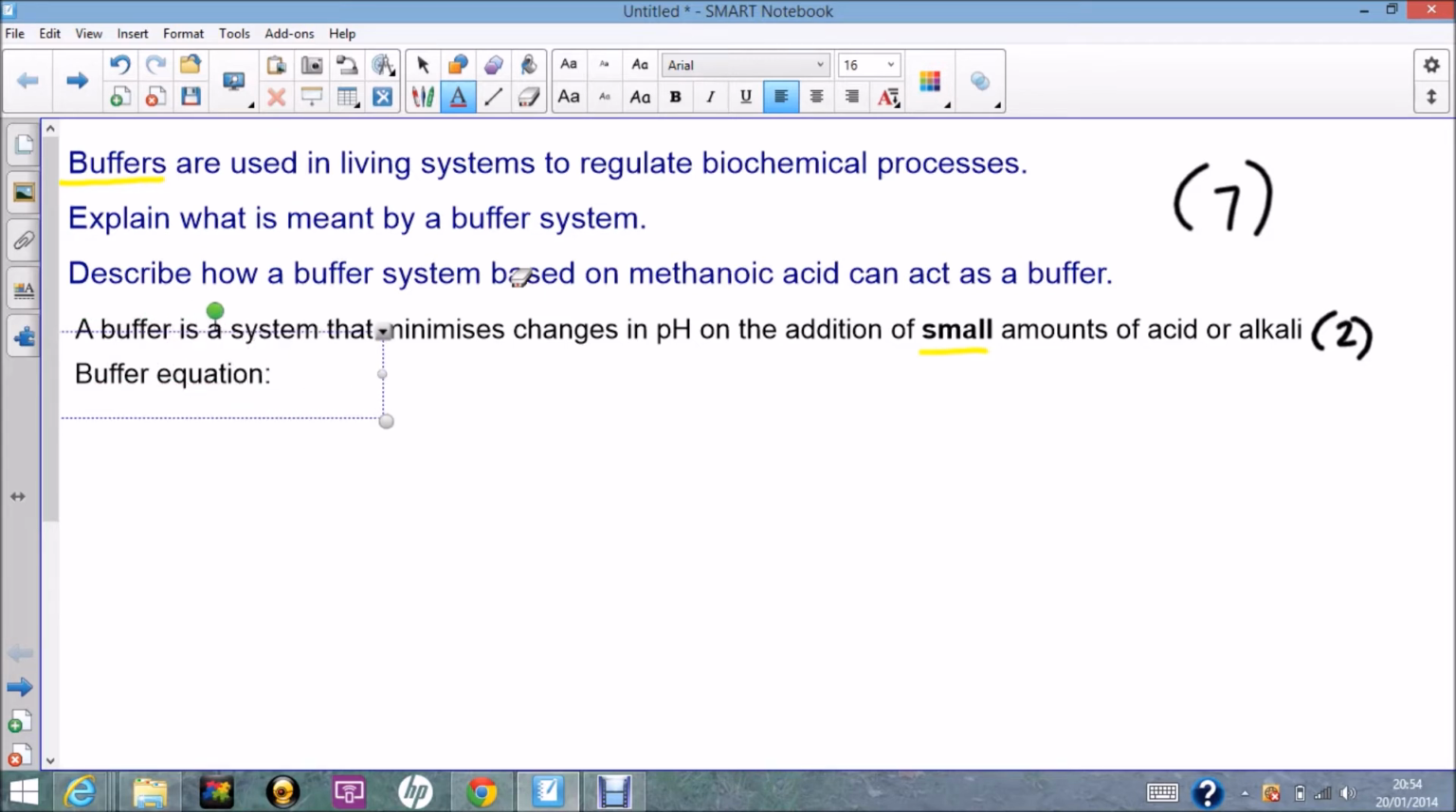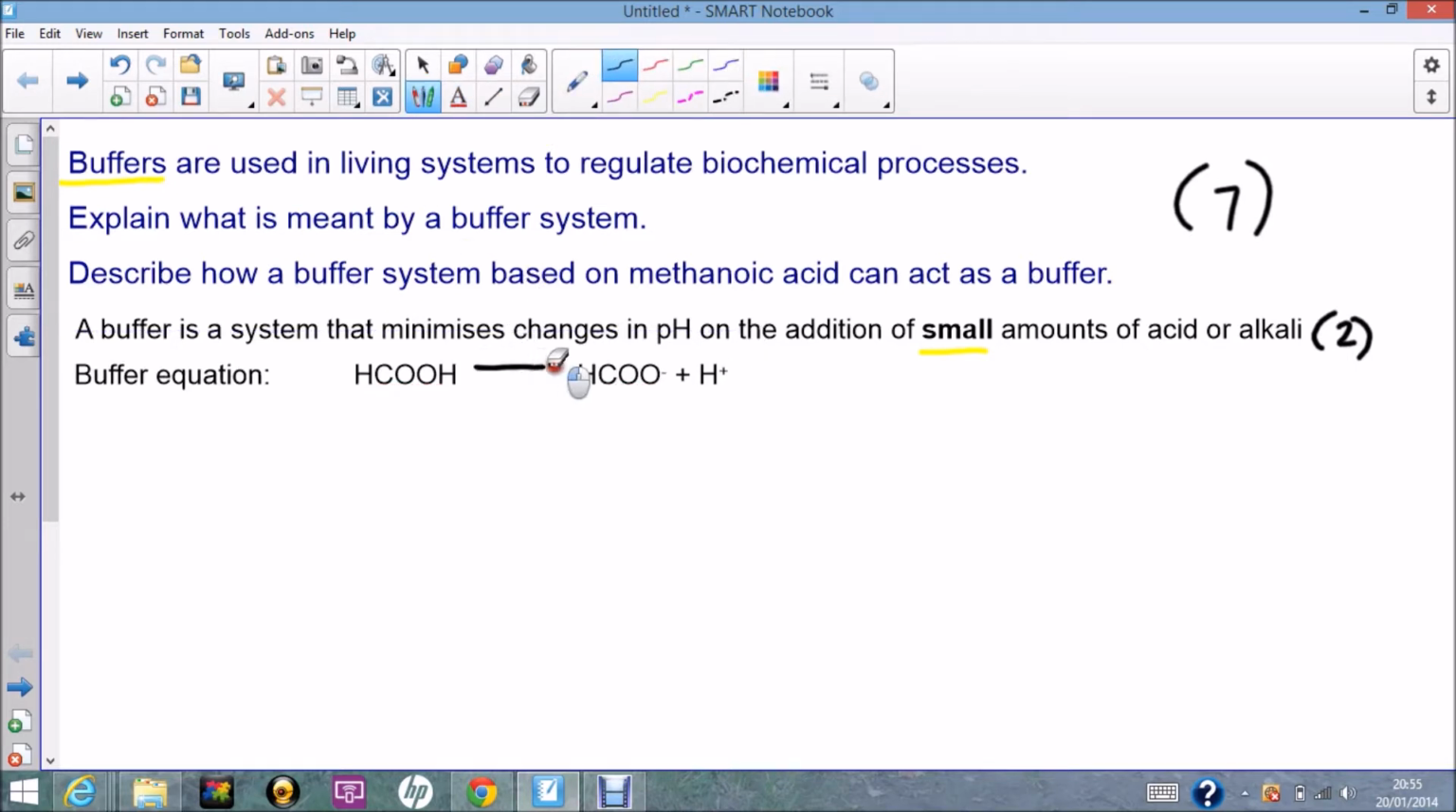Okay, key thing is read the question and look at the acid that you're using. So in this case it's methanoic acid, which is that. I'll leave space for my arrows because I can't do them with the keyboard. And that's going to give me the methanoate ion and some H plus ions. Remembering that your buffer does need to have reversible arrows, like so. So that will be the third mark.